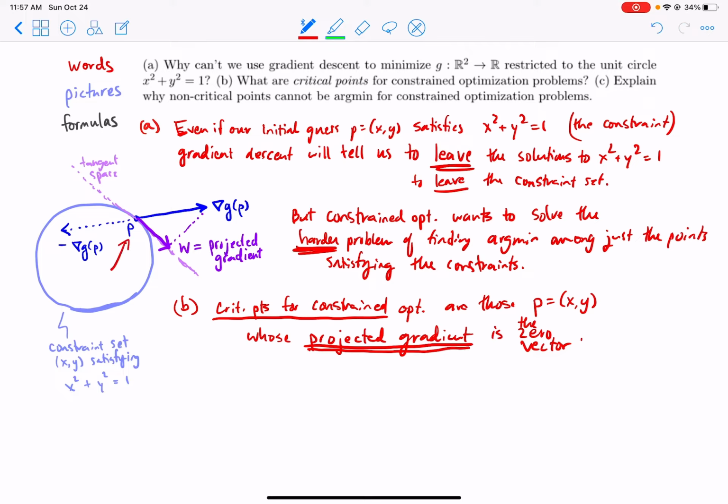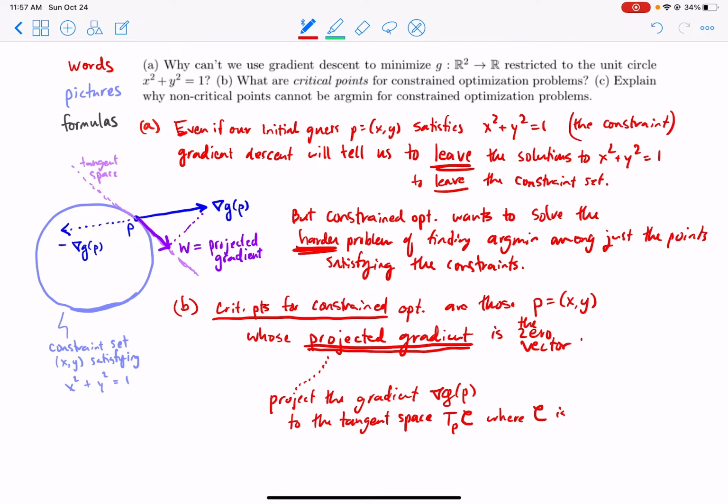So right here, it's pretty clear that P is not a critical point in this picture because the projected gradient is an actual vector. It's pointing somewhere in the tangent space. If the gradient were here at 90 degrees, the projected gradient would be the zero vector, and then we'd be at a critical point. Now, what is the projected gradient? It's the gradient at P projected to the tangent space, T_P of C, where C is the constraints. That solves B.